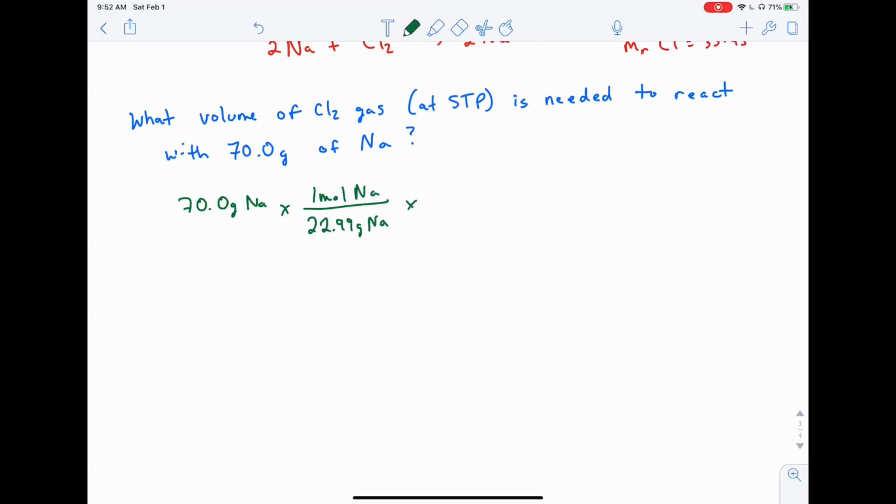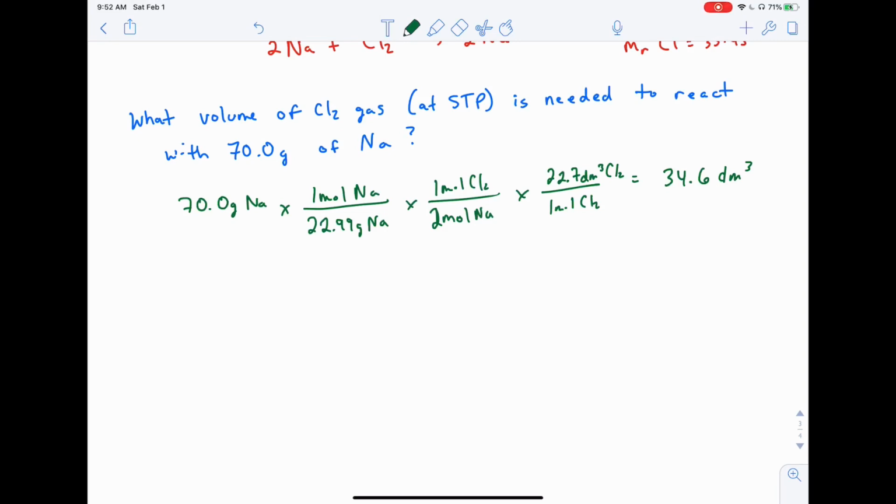So we use the conversions here: 2 moles of Na to 1 mole of Cl2, and then 1 mole of Cl2 is 22.7 dm cubed of Cl2. And everyone, I believe, gets 34.6 decimeters cubed approximately, rounded a little bit.